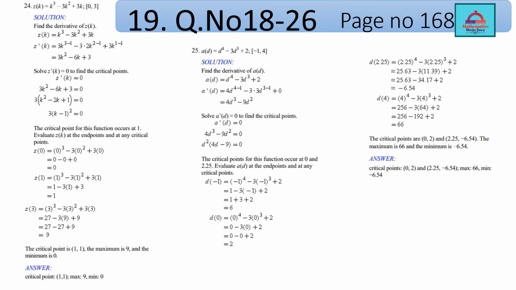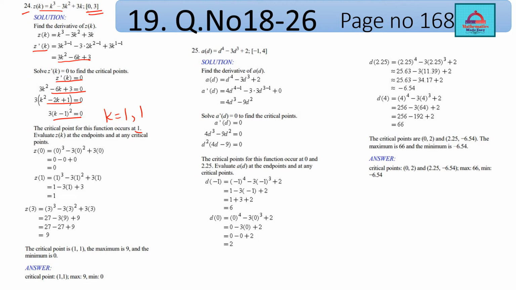So let's look at question 24. Here the variable is k. So when you are differentiating, you differentiate with respect to variable k. Apply power rule. It comes out to be this. Put that equal to 0. Do the factorization and the root comes out to be 1. It's a double root. As you see, the power is 2. So k equal to 1, k equal to 1 2 times.